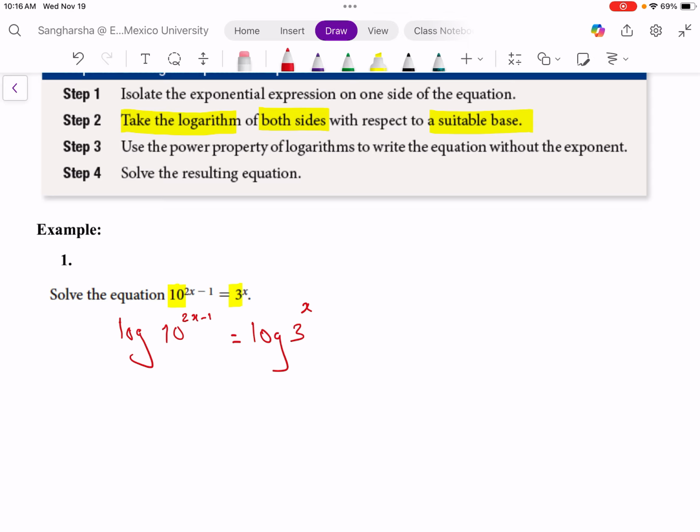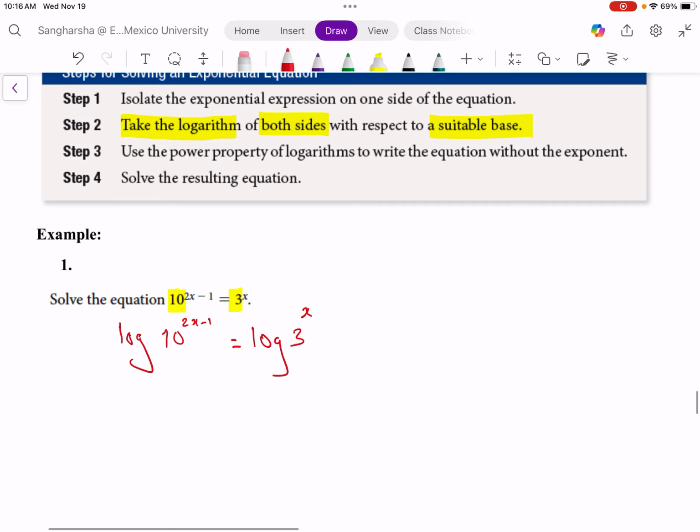So here we could not make the same base on both sides, and because of that we applied a common log. So we take a common log, or you can just take a natural log, it does not matter. We always get the same value, but in general we use a common log or a natural log. So we added log in front of these two expressions. That's what we did.